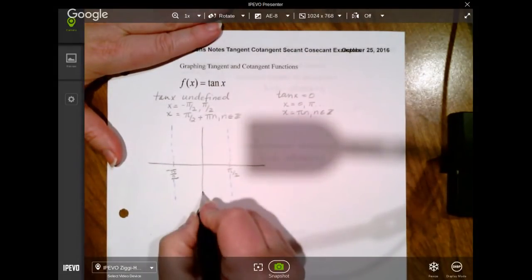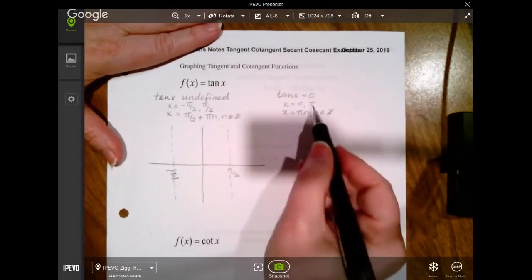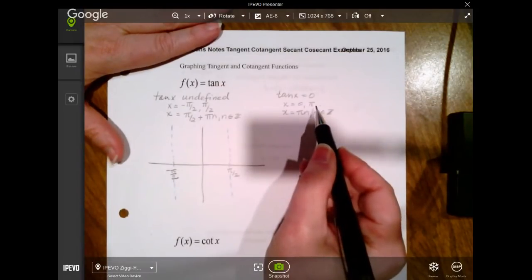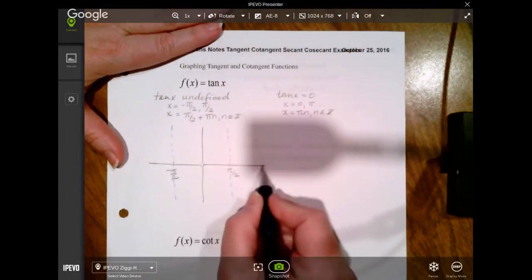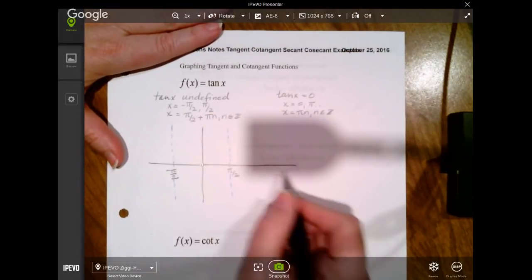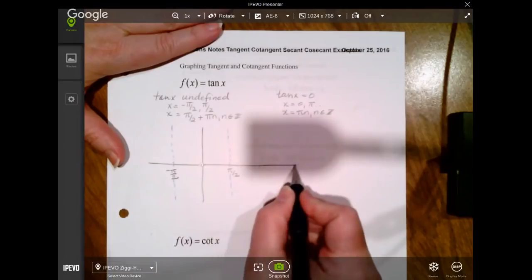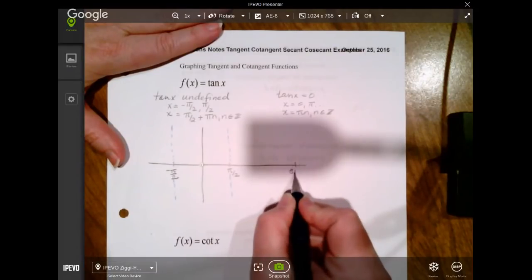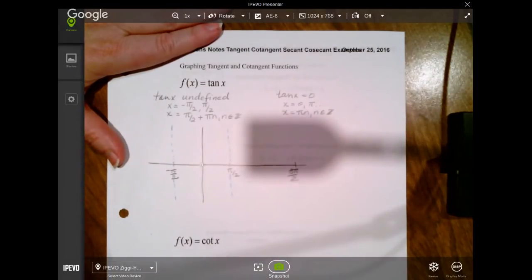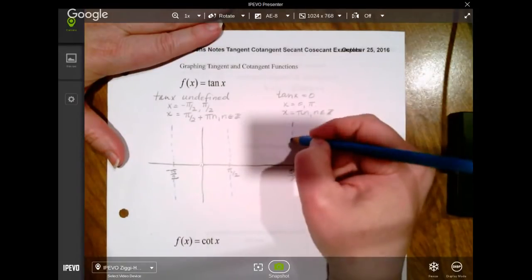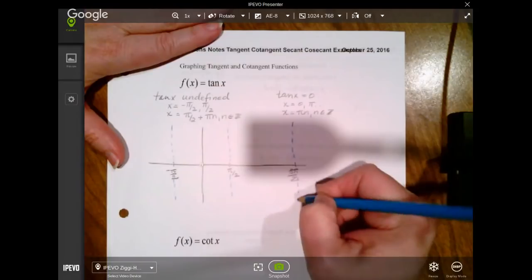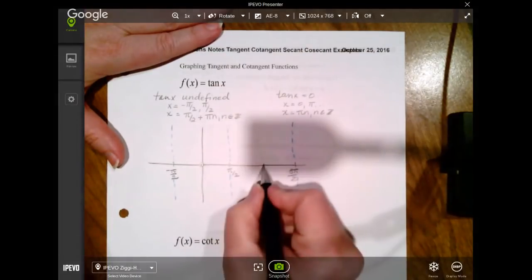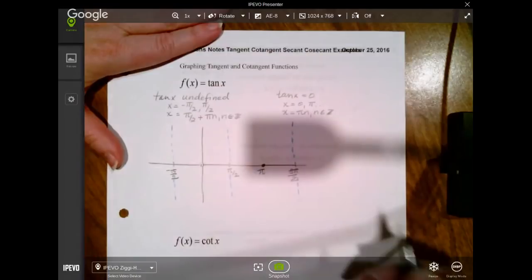And on the graph, tangent equals 0 is going to be the zero of the function. And so we're going to have a zero at x equals 0. And if we were to continue our graph out here, we would have another vertical asymptote at 3 pi over 2, so I'll draw that really quickly. And then we'd have another zero at pi, which would be right here in the middle.